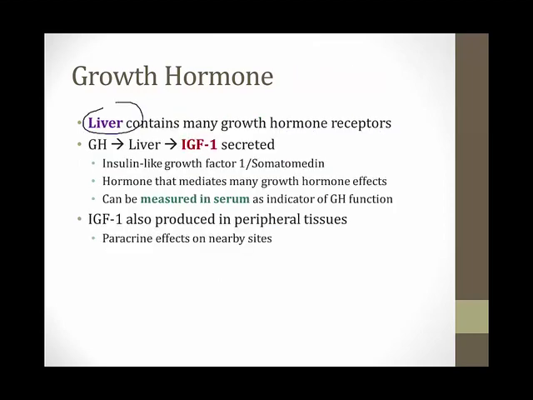The liver contains many growth hormone receptors. When growth hormone goes to the liver and binds its receptors, it stimulates the release of another hormone called IGF-1. IGF-1 stands for insulin-like growth factor 1. It's also called somatomedin, and it's a hormone that's released into the blood by the liver that mediates many of growth hormone's effects.